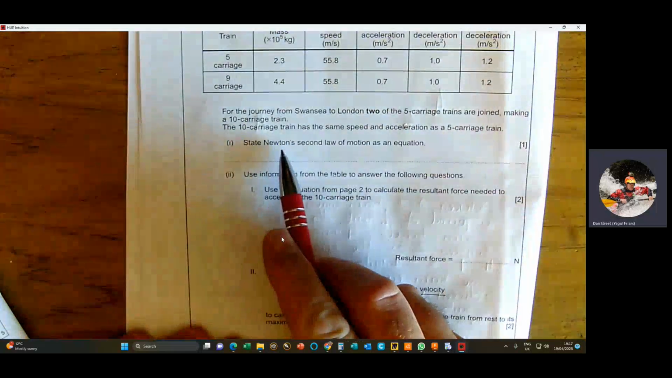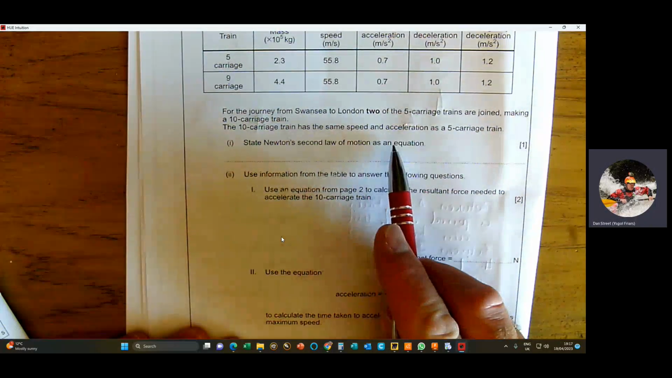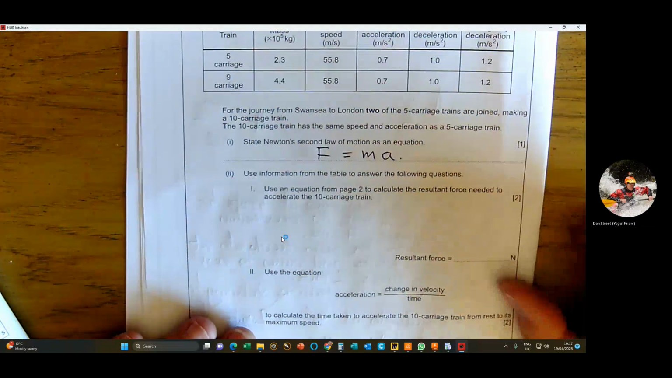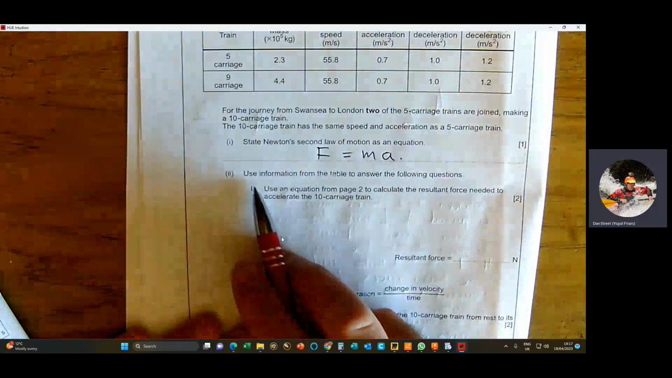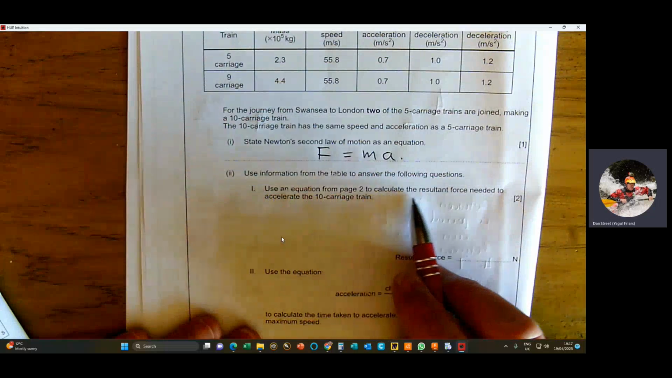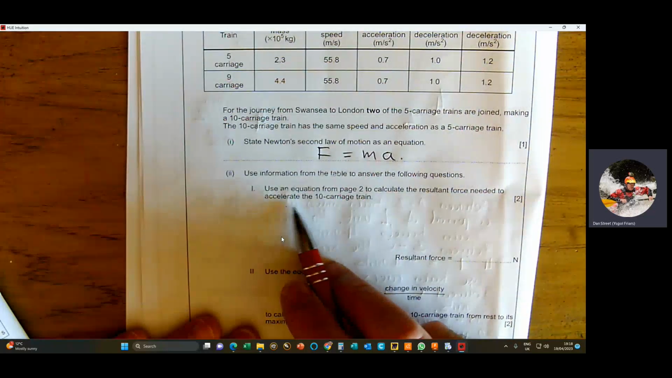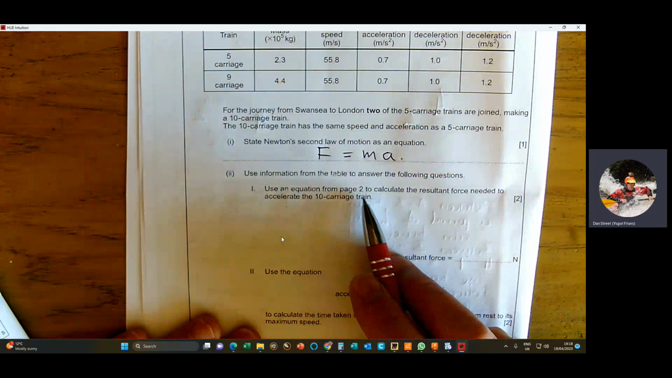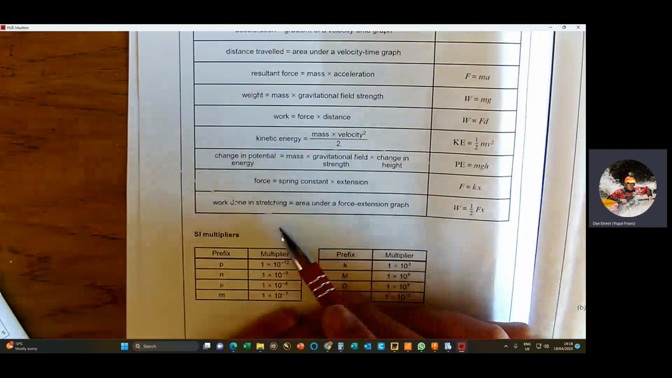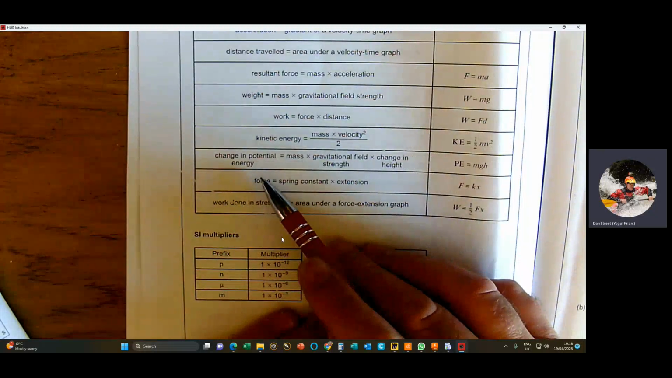State Newton's second law of motion as an equation. Newton's second law of motion as an equation is simply force is mass times acceleration. So that is Newton's second law there. And we need to apply this to the question. Use information from the table to answer the following questions. Use an equation from page 2 to calculate the resultant force needed to accelerate the 10-carriage train. Now, quite why it's referring to page 2 when it's just asked us to write it down there is a bit of a mystery, but let's just double check that it is available to us on page 2. So where are we now? It's on here somewhere.